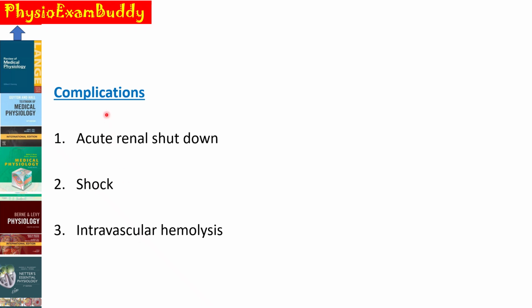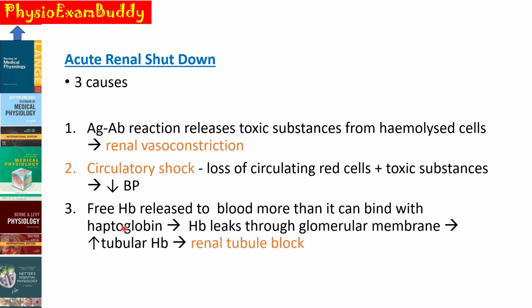And the main complications of this intravascular hemolysis are acute renal shutdown, then circulatory shock, and intravascular hemolysis. How acute renal shutdown occurs is mainly because of three reasons. First one is that there occurs an antigen antibody reaction which will release certain toxic substances from the hemolyzed cells, resulting in vasoconstriction in the renal blood vessels.